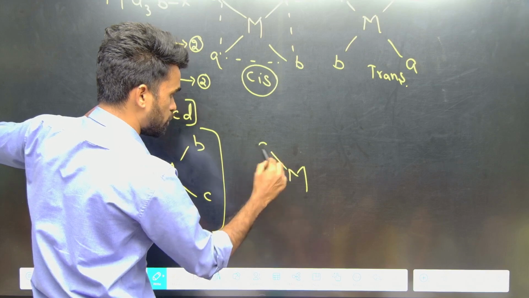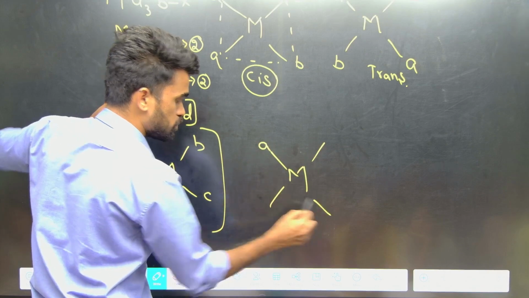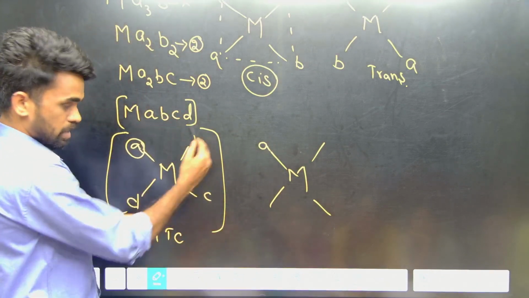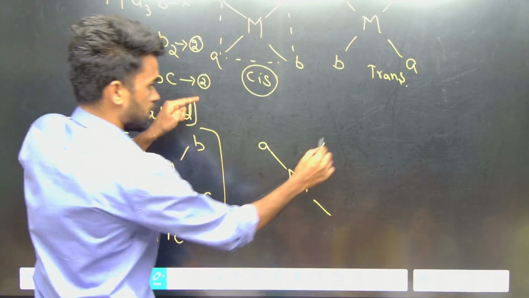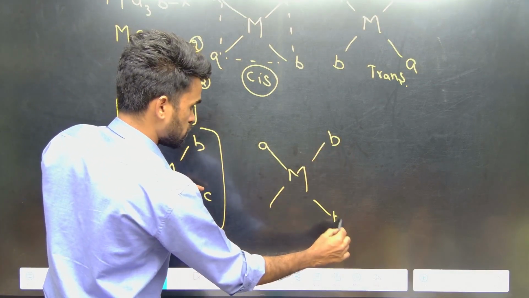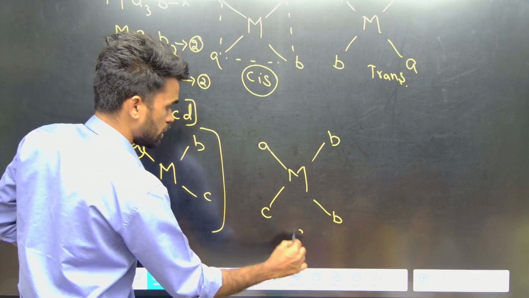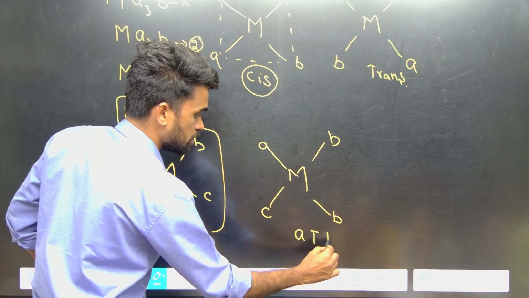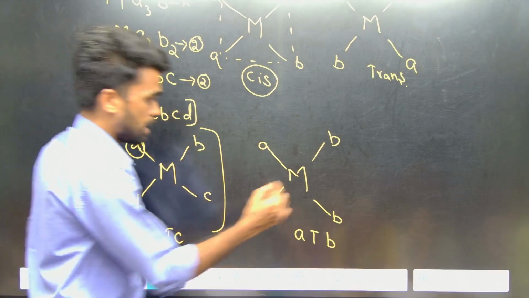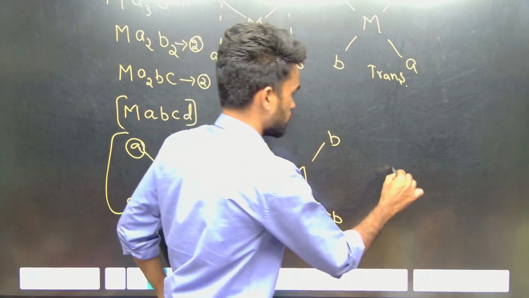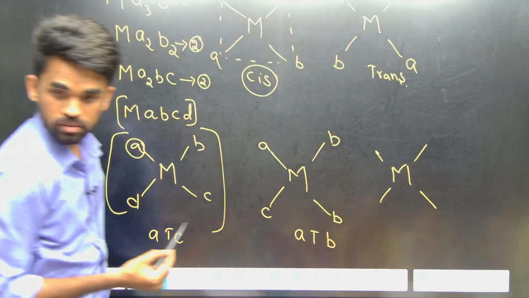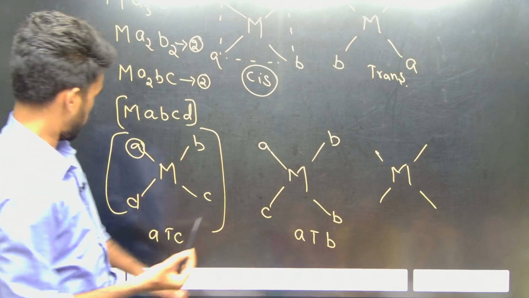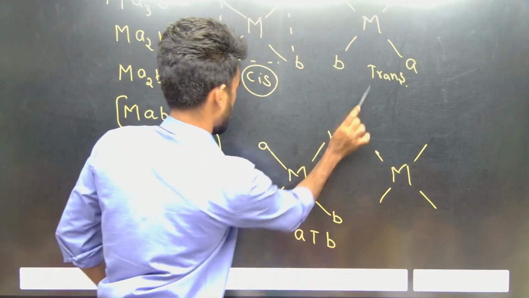M, fix the position of A. Now change these positions, like rotate it. What happens? Here D is there, now D comes here. Here B goes, here C comes. Now here what is trans? A trans B. Yes or no? Like that, once again you flip M. Where is D? This is D.